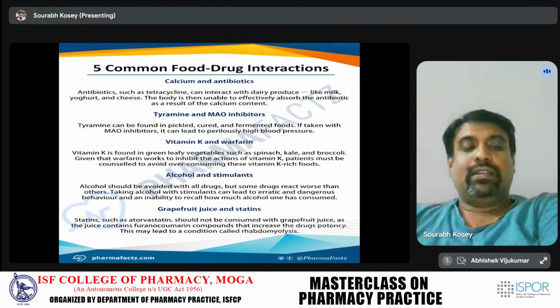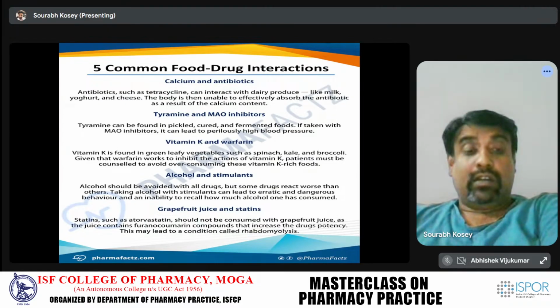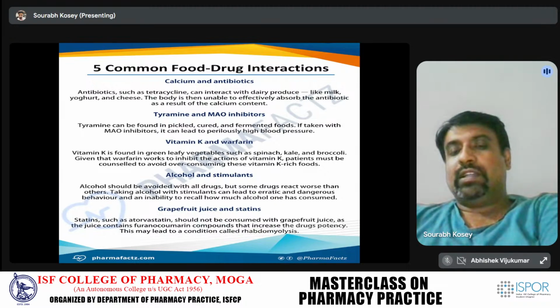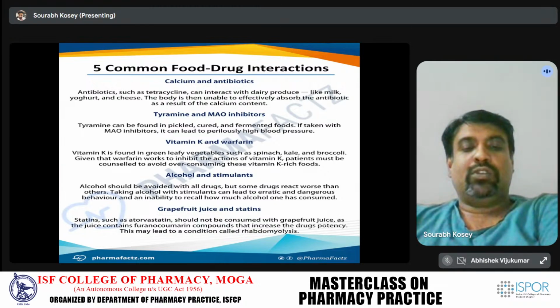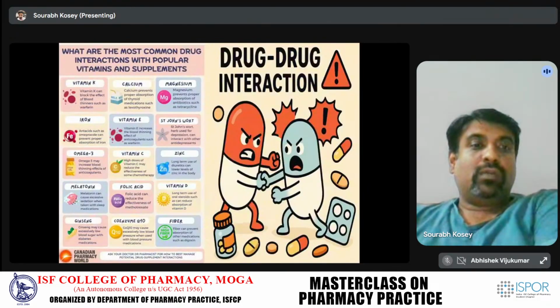Grapefruit juice and statins such as atorvastatin, Lipitor, which is a blockbuster drug and the most selling drug in the world, should not be consumed with grapefruit juice, as the juice contains furanocoumarin compounds that increase the drug's potency, which may lead to a condition called rhabdomyolysis. So what are the most common drug interactions?